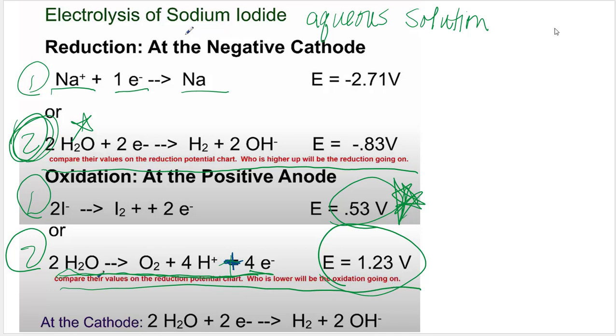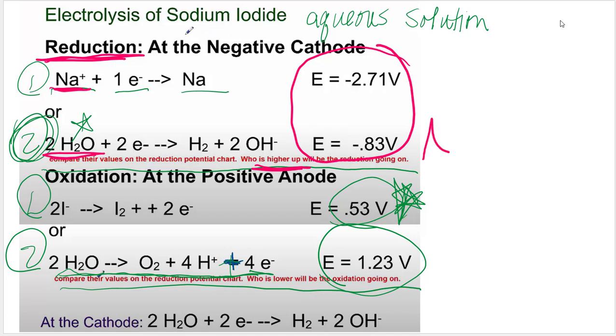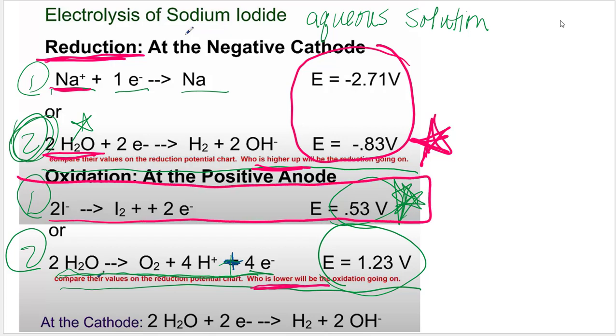So when looking at this reaction, to figure out what's happening at the reduction site, we have the sodium and we have our water. And we want to compare these two values. The one that is higher up will be where reduction is happening, the one that is least negative. So we can see that in this case, it's our water. For the oxidation, we want to look at who is lower, the lower number of the two. So in this case, we can see that it's the iodide.